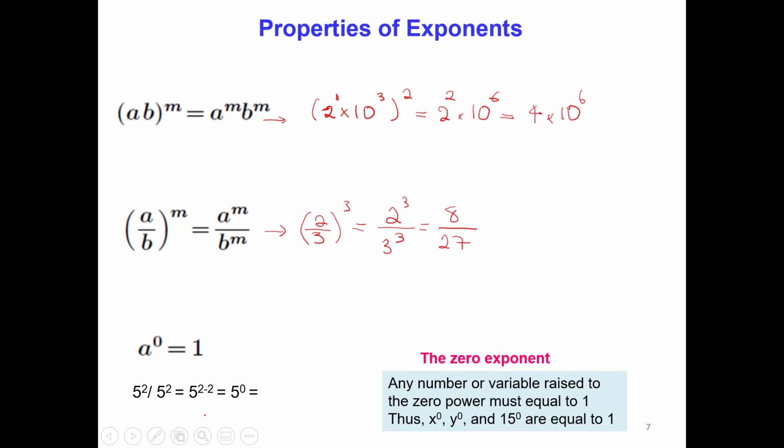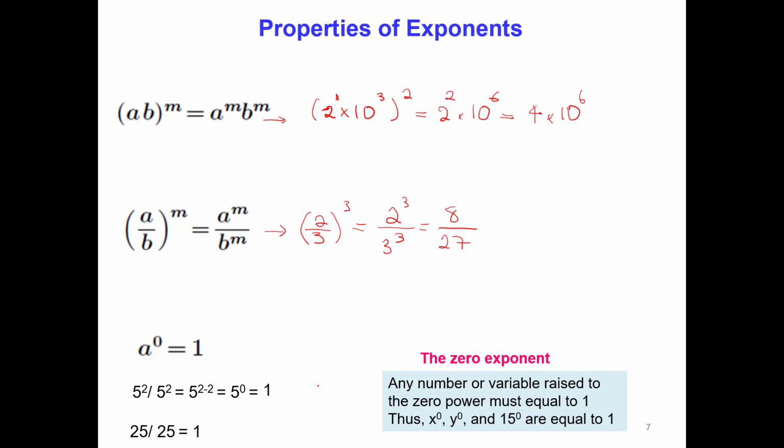Now let's solve this one by applying the math concepts. 5 to the second power is 25, and 25 divided by 25 equals 1. But these two expressions are the same thing. If this equals 5 to the 0 power, and this equals 1, then the only thing we can conclude is that 5 to the 0 power must be equal to 1.